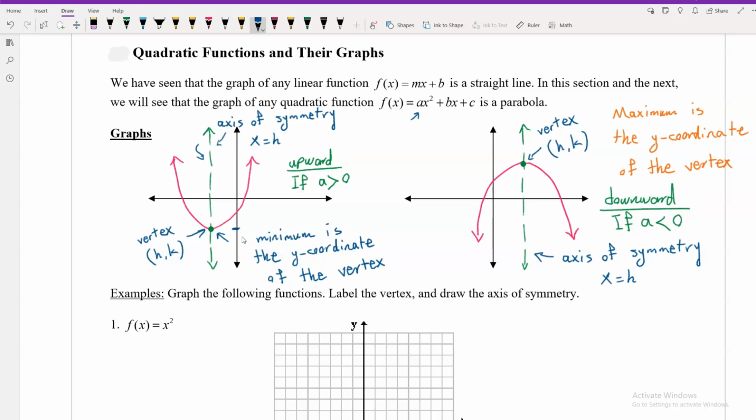And now here on the right side we have this graph, and this is downward. We have downward if a is less than 0, a again is the coefficient of x squared. Here we have the maximum point. Maximum is what we have for y on the y-axis, the y coordinate of the vertex. So the vertex is this point h comma k, and the maximum here for y is k. And here this line is the axis of symmetry, and again x equal to h.